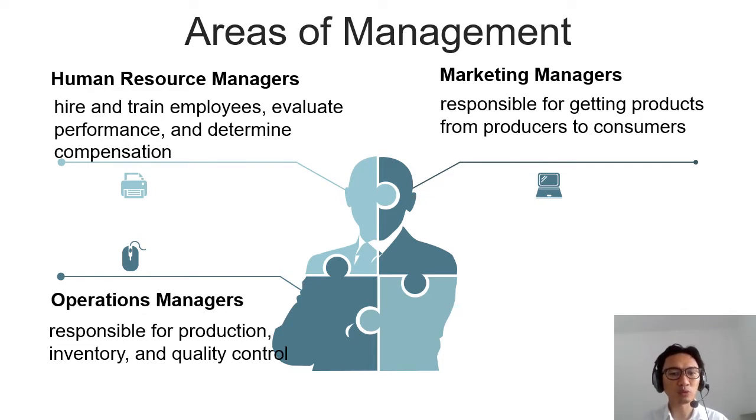Then we go on to the next one, which is operation managers. Just now we discussed human resources. When it comes to operation managers, the term operations refers to the system created in which a firm produces goods and services. I repeat, operations refers to a system created by the firm to produce goods and services. These managers are responsible for the production system in which a firm produces goods and services. They are also responsible for inventory and inventory control and also quality control.